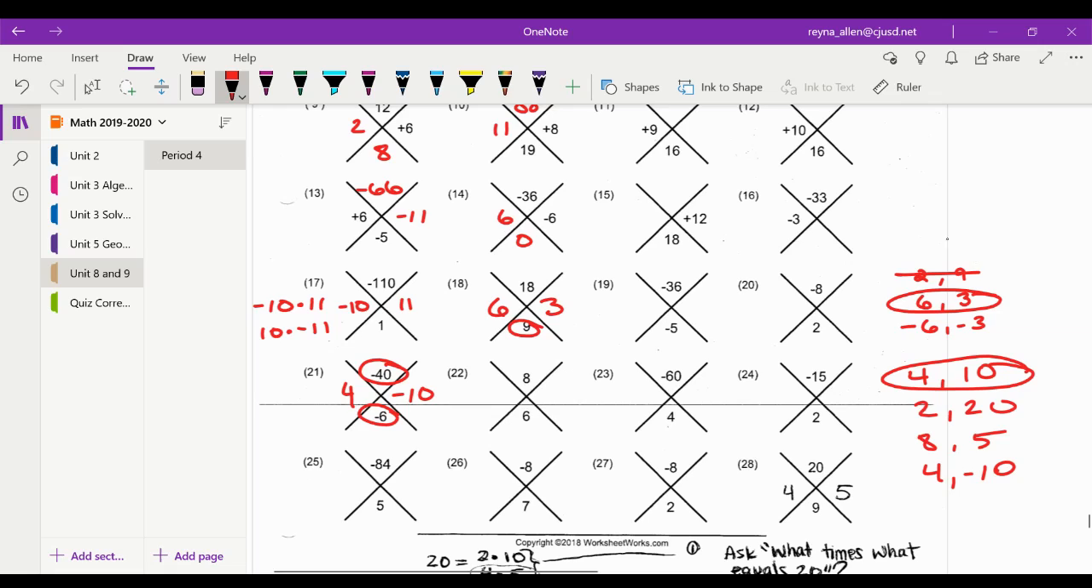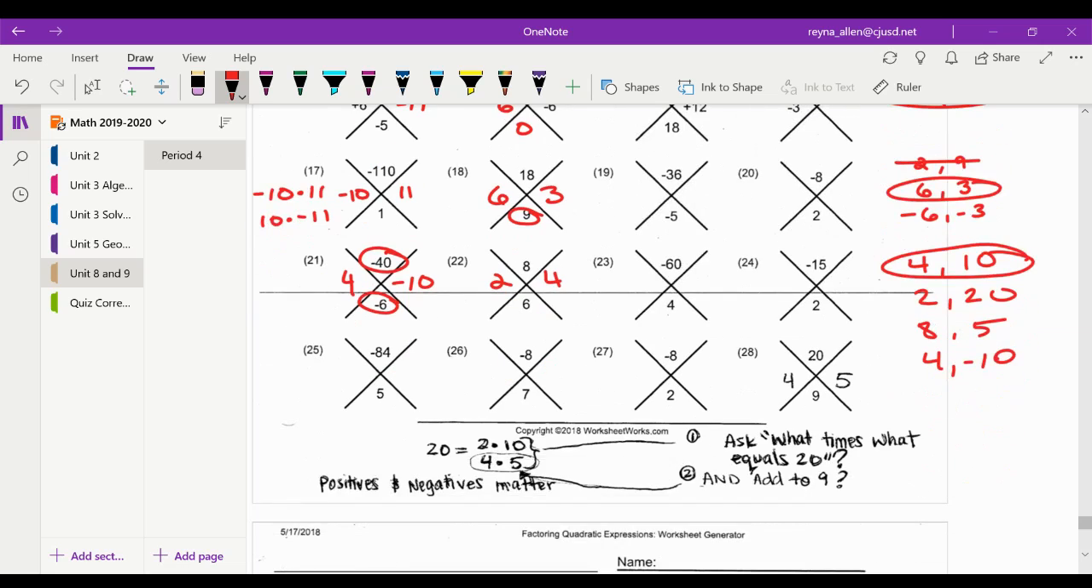Okay, next one, 8. 8 is 8 and 1 and 2 and 4. One of those needs to add to 6. The second one, 2 and 4. Okay, 8 and 4 and 5. Negative 8 and 7. 8 and 2. And so on and so on.